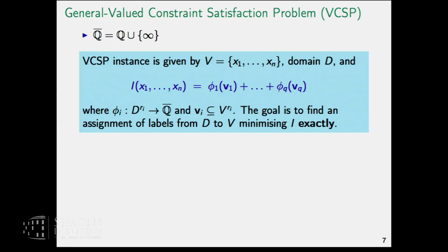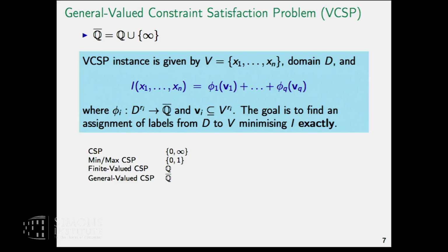A useful and common notation is to denote by Q bar the set of rationals extended with positive infinity. A VCSP or valued CSP instance is given by n variables, x1 through xn, a finite domain, D, and an objective function, I of x1 through xn. The objective function is given as the sum of terms. Each term is a fixed arity function, so it's given explicitly by all possible assignments. So if the arity is k, it's |D| to the k values. And the goal is to find an assignment of labels from D to the variables that minimizes I exactly. So it's an exact optimization problem.